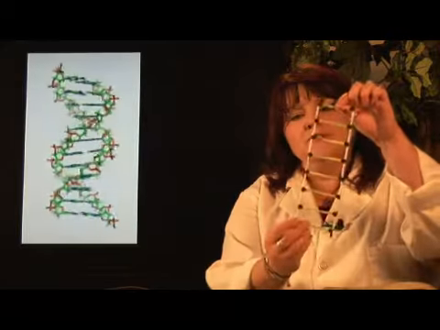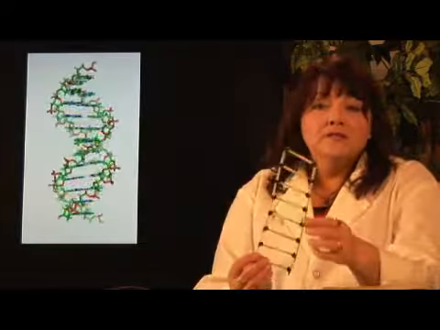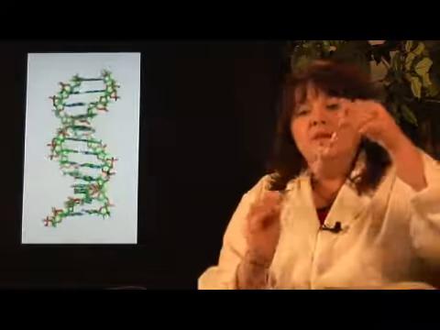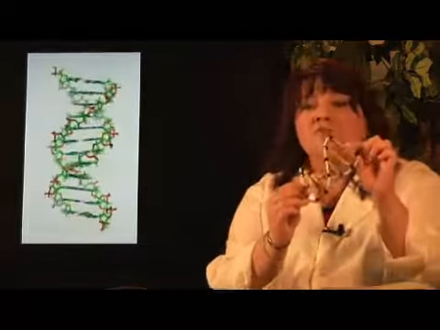Construct your ladder with your different bases, A always pairing with T and G always pairing with C, adenine with thymine, guanine with cytosine, then twist it up. And you've got a pretty accurate model of the double helix that fills the nuclei of every single cell in your body.